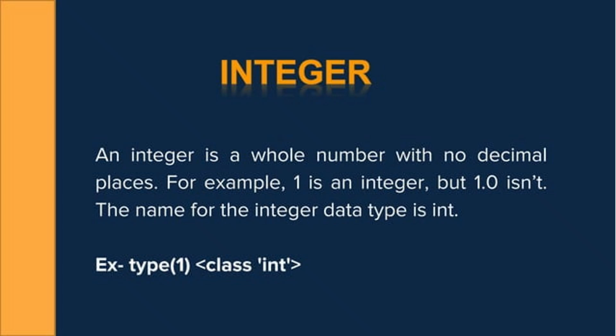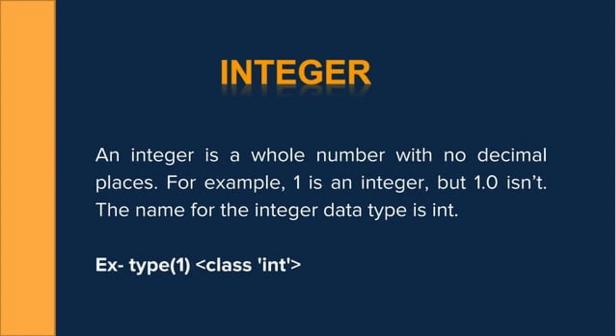The name for the integer data type is int. In Python, the integer data type is denoted by the keyword int. So you can see the example type 1, which is class integer. That explains type 1 returns a class integer, showing that type of 1 is an integer.